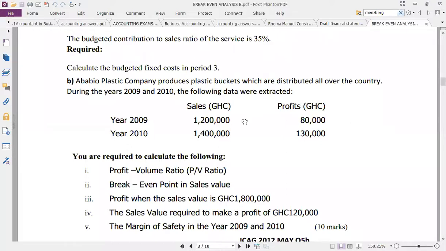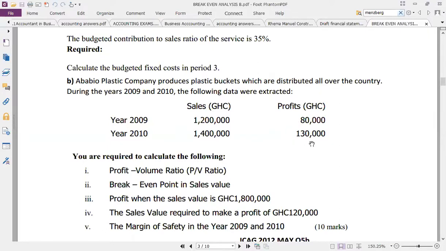In fact, CS ratio is the same as profit volume ratio. They are the same. CS ratio is the same as PV ratio. How do you get it? Good. How about the break-even point in sales value? Profit when sales value is 1.8 million. Sales value required to make a profit of 120,000. Margin of safety in both years. Here I want it in value and then as a percentage.